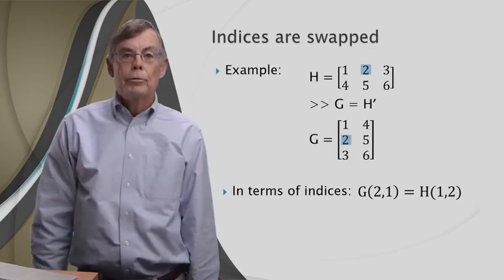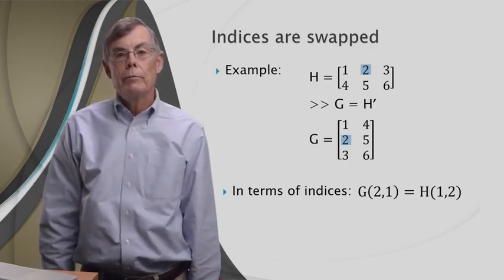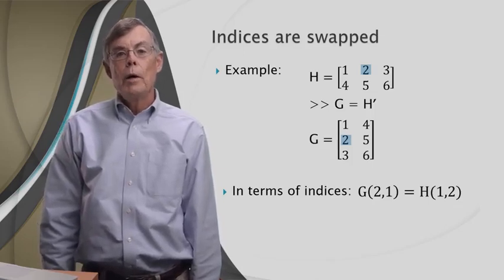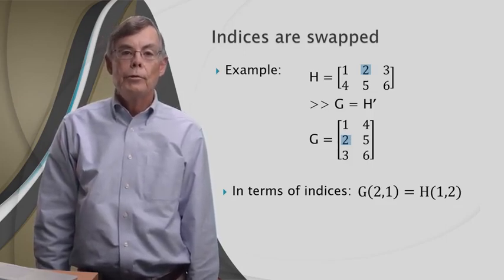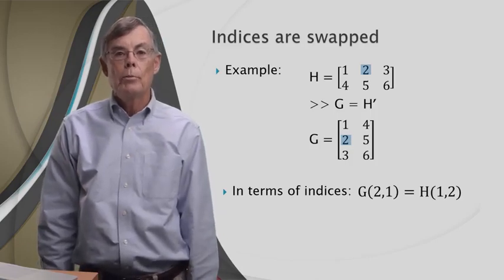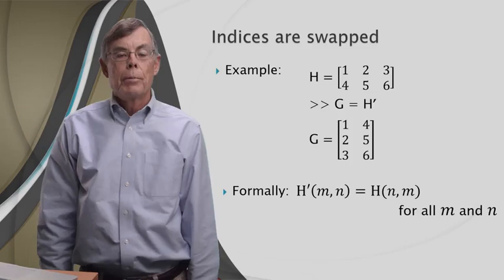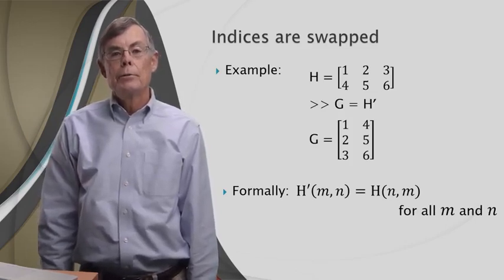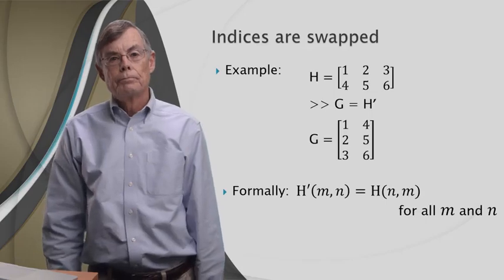Furthermore, the indices are swapped for each element in the matrix. By that, what I mean is, you look at that 2 in the top, that's element H12. It becomes element 2,1 of G. So the 1, 2 becomes 2, 1. 1 and 2 are swapped to become 2, 1. Said formally, H prime, or H transpose mn, is equal to H nm for all m and n in H.